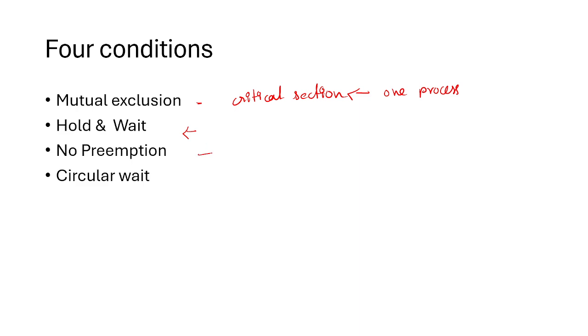Next, no preemption. Even though a high priority process comes, once a process has been allocated to a CPU, till it completes its execution, it cannot be preempted from the CPU. That kind of process is called a no preemption process.